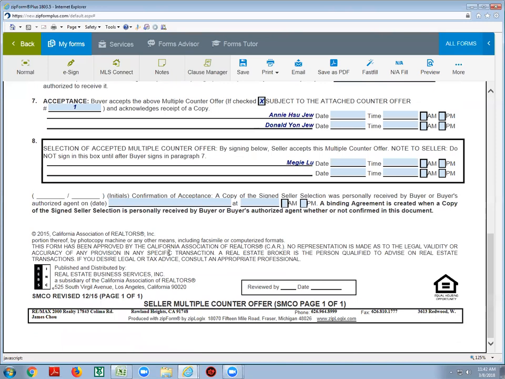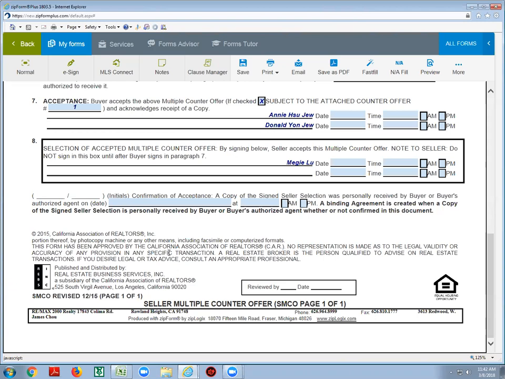Then on the bottom, confirmation of acceptance: a copy of a signed seller selection was personally received by the buyer or buyer's authorized agent. So you can put the date, and you as the buyer's agent can sign it too. A binding agreement is created when a copy of a signed seller selection is personally received by the buyer or buyer's authorized agent, whether or not confirmed in this document. So without the buyer's initial, is this a binding agreement? Yes.